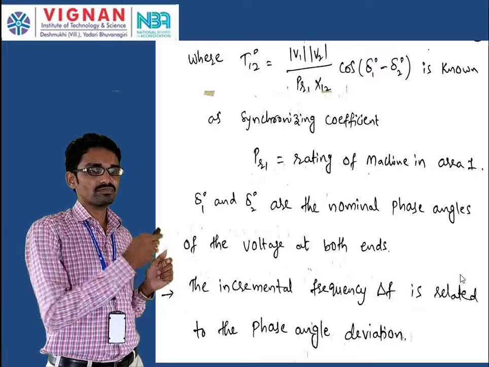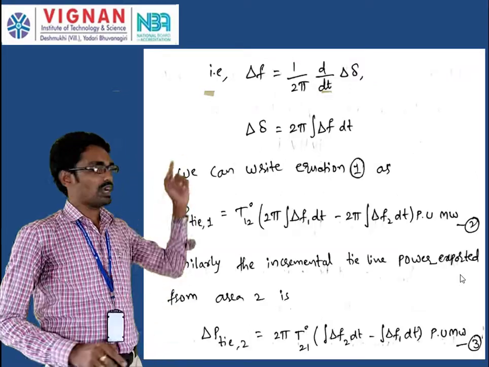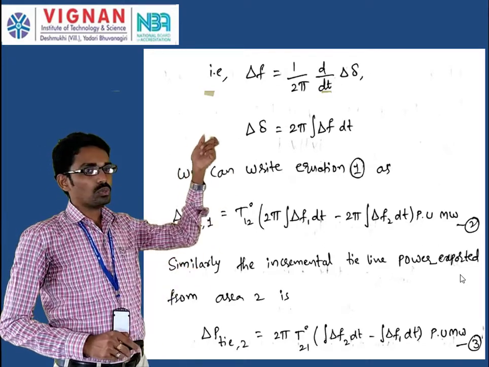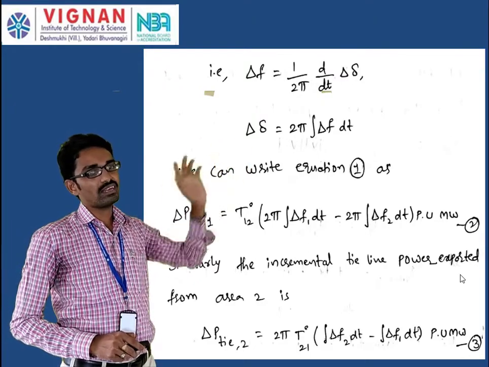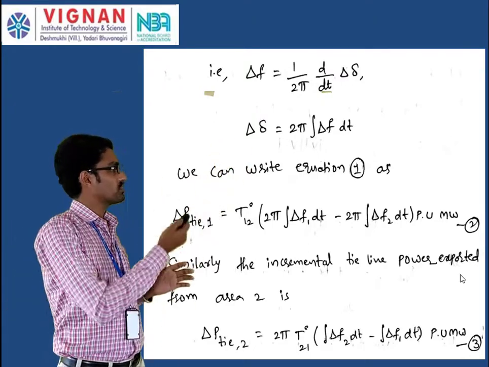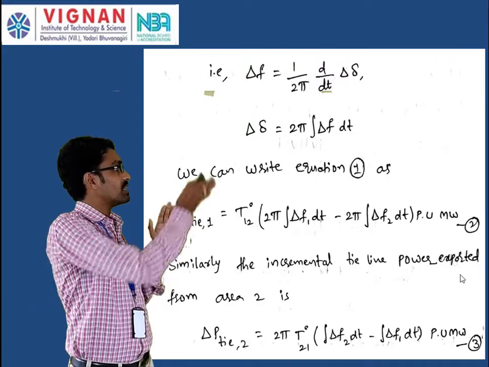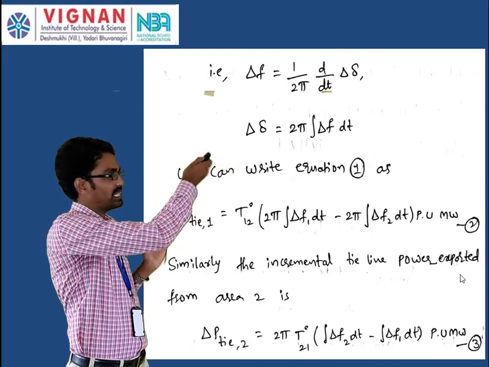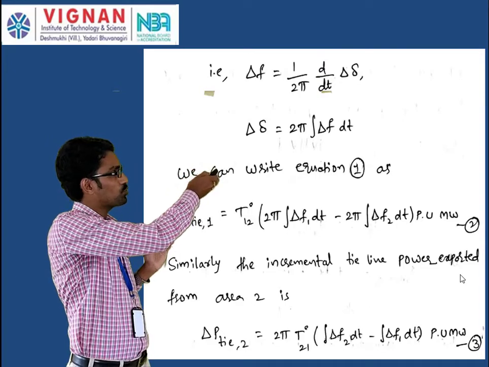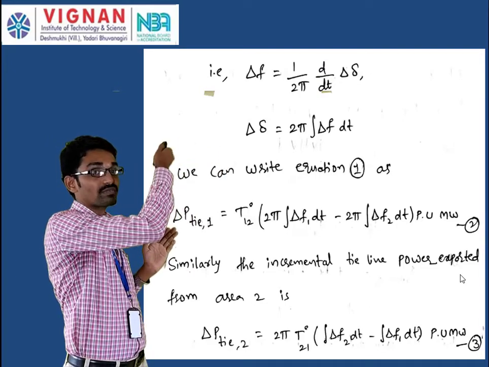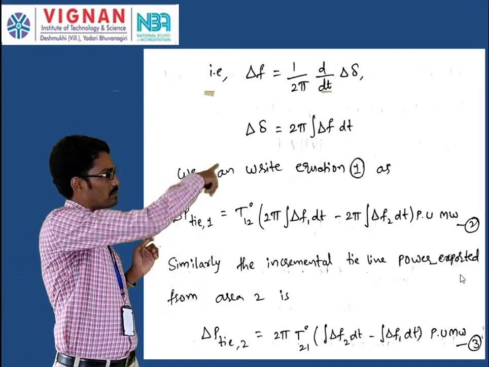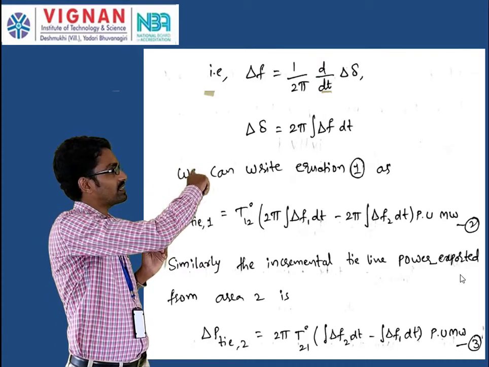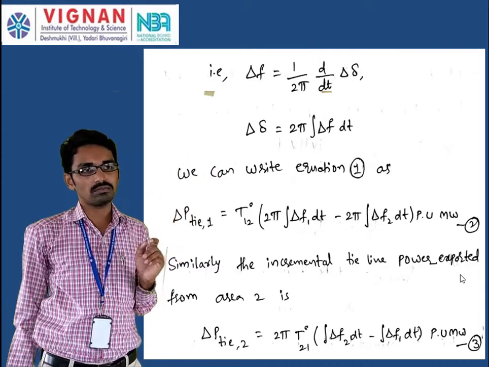So the equation is delta F is equal to 1 by 2 pi d by dt of del delta. Just considering that equation as del delta, if I take 1 by 2 pi and d by dt to the other side, we get del delta is equal to 2 pi into, since I bring the differentiation to the left-hand side it becomes integration, 2 pi integral delta F dt.